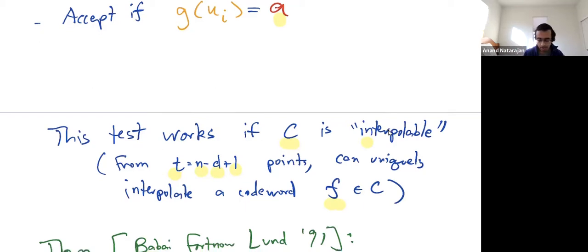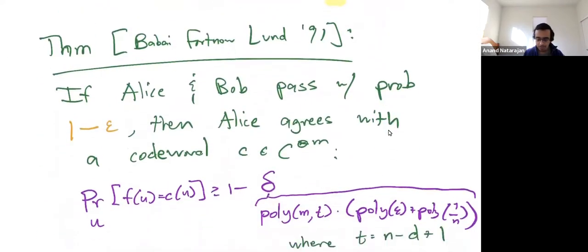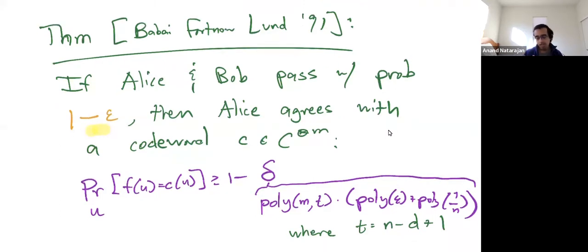So if you have this condition, then it was basically shown by Babai, Fortnow, and Lund in the course of showing that MIP is equal to NEXP, that this test is actually sound. So they showed this for the particular choice of the code being the multilinear code, but if you look at their analysis, it really applies to any interpolable code. So the theorem statement they showed is that if Alice and Bob pass in this two-prover test with pretty high probability, then Alice's answers will actually agree with a code word in the tensor product code with reasonably high probability.